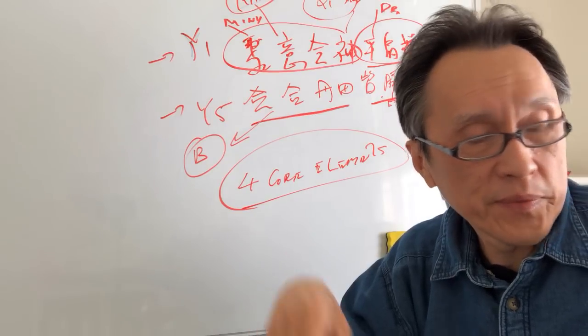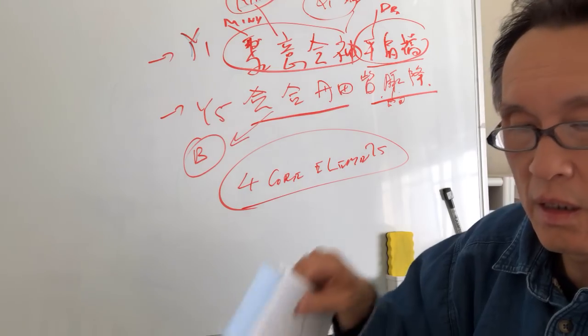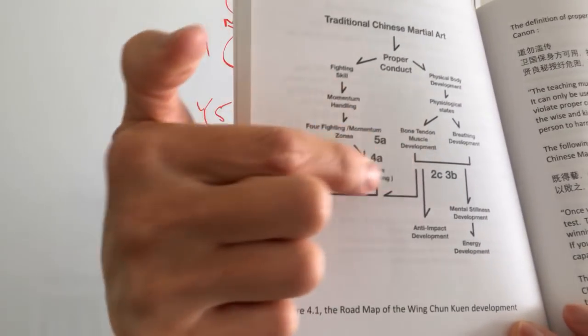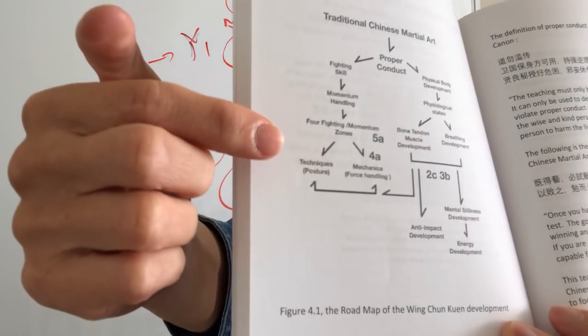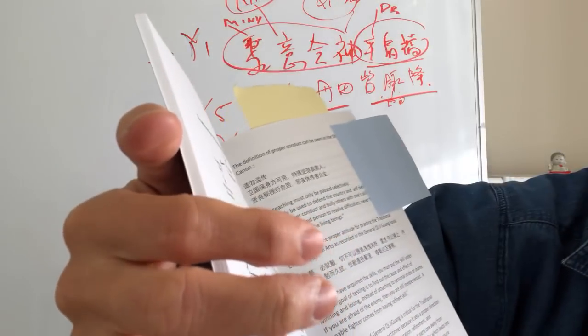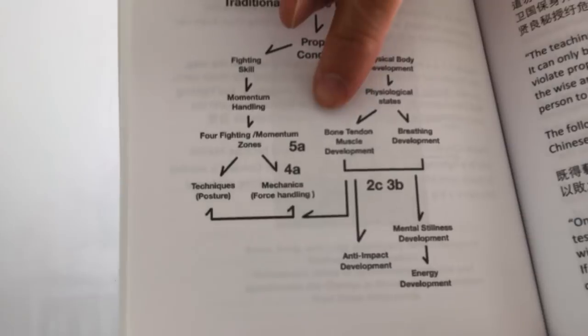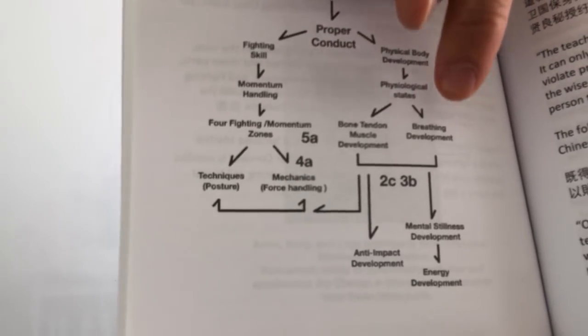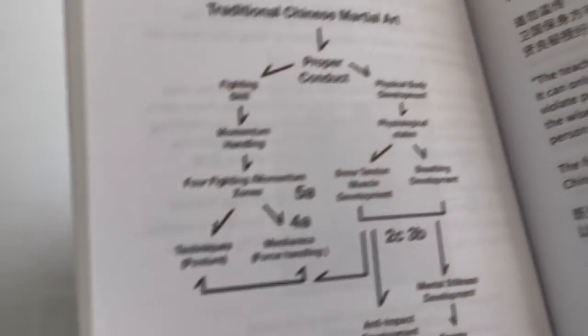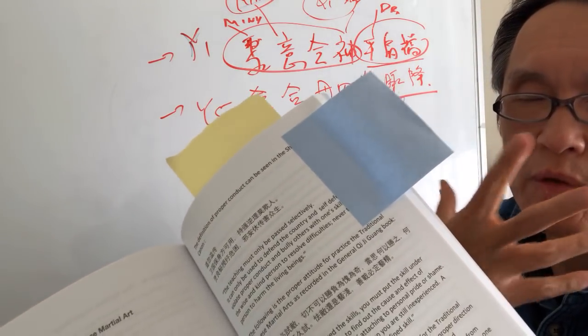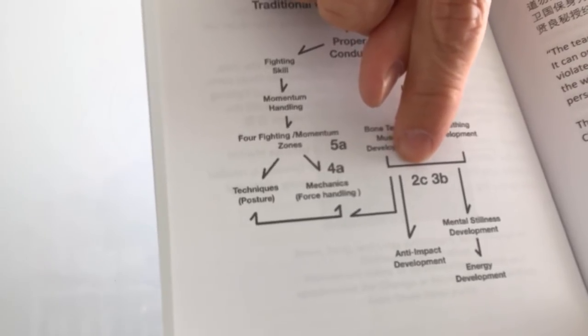Now let me show you one thing. This is in the Wing Chun Matrix books. Over here, it says the training of the breathing, and then the training of the bone, tendon, and muscle development, and breathing development. So this is actually the development of the Nei Jia, the Nei Gong we just talked about. You internally cultivate your breathing. That is a state called 2C, okay, 2C state.